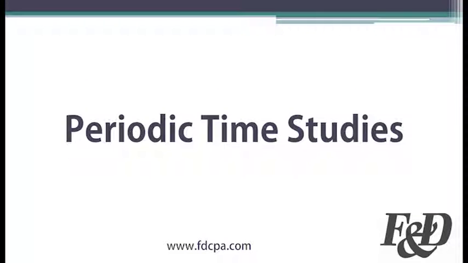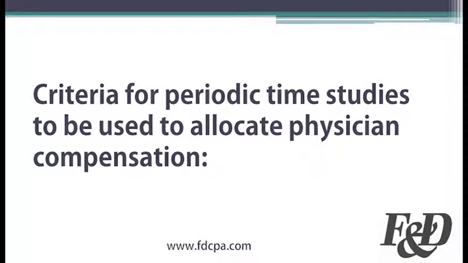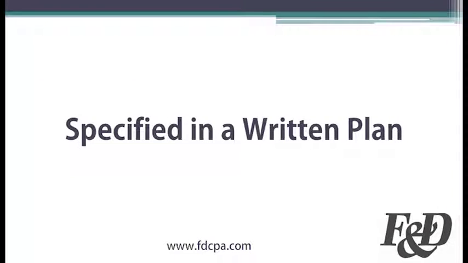Now that I have described physician compensation and the requirements for claiming these costs on the CMS 2552 cost report, I'll explain the criteria that must be met in order for periodic time studies to be used to allocate physician compensation. 1. The time records to be maintained must be specified in a written plan submitted to the intermediary no later than 90 days prior to the end of the cost reporting period to which the plan is to apply. The intermediary must respond in writing to the plan within 60 days from the date of receipt of the request, whether approving, modifying, or denying the plan.